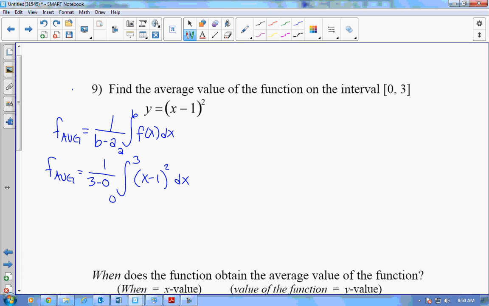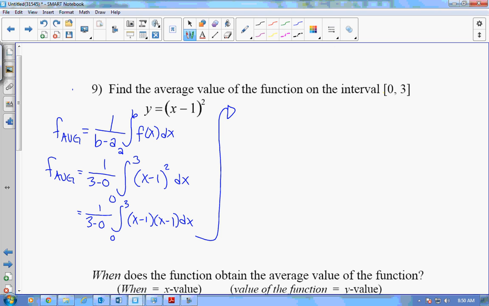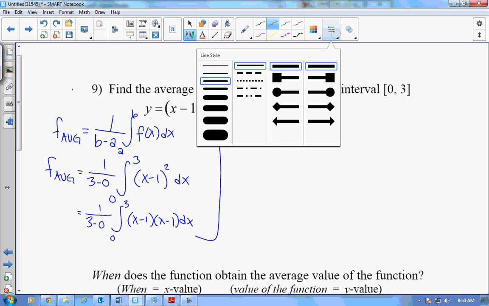How are we going to integrate x minus 1 squared? Break it out. Yeah, distribute it out. Make it a polynomial instead of this extra, it looks like reverse chain rule maybe. That's too difficult. It's way easier to multiply it through. So we get x minus 1 times x minus 1 dx. Running out of room, so draw a nice little arrow so we can follow the work.